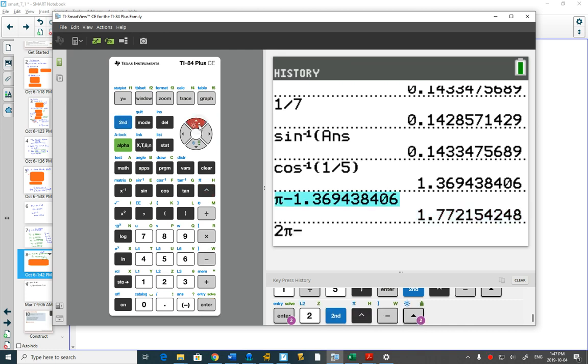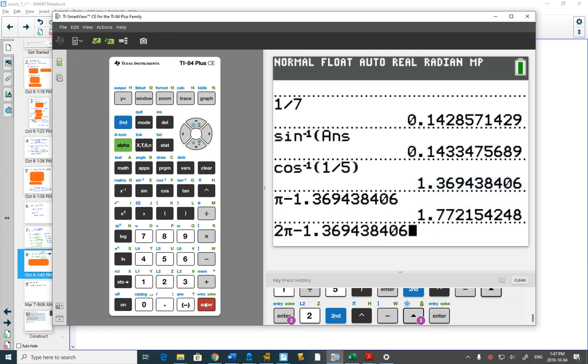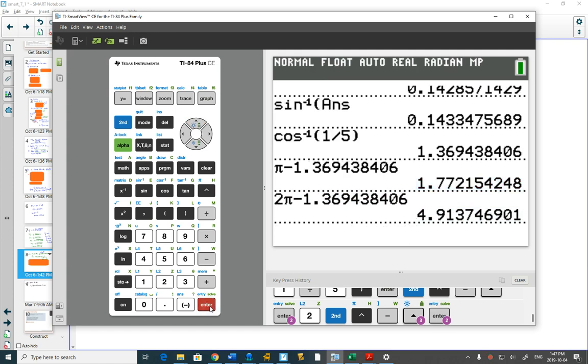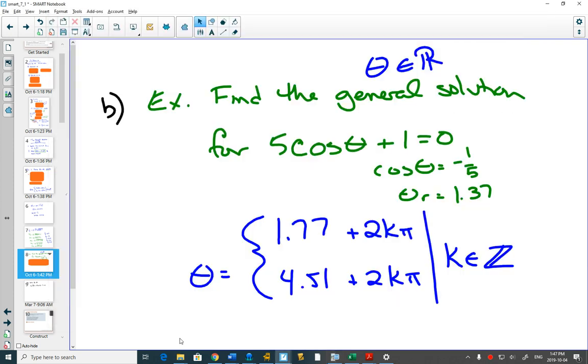I'd go 2 pi minus my reference angle, 4. Oh, it is a 9. Yeah, this obviously doesn't look like a 9 either, but maybe, no, it's just bad. 4.91. Oh, yeah, part C. Yes. Oh, and it is 4.51.